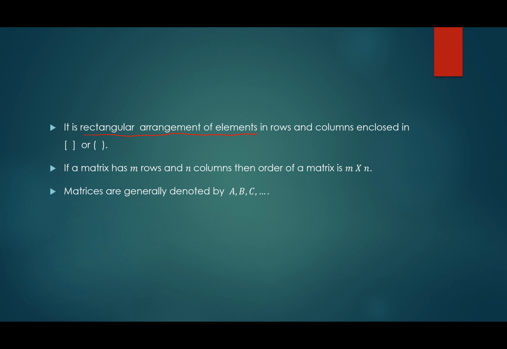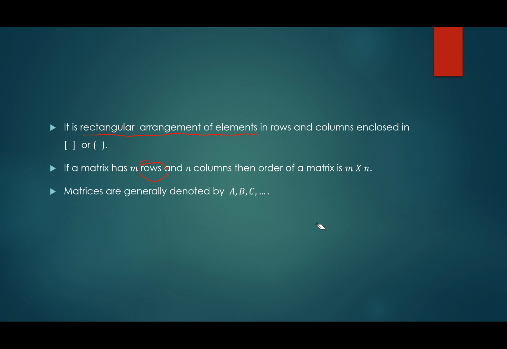Now a matrix has m rows. You know the meaning of rows: they are the horizontal lines. So if we write the elements horizontally, that is called a row. And if we write the elements vertically, that is called a column. This is row number 1, this is row number 2. This is column number 1, column number 2, column number 3, like this. You got the point? Okay, fine.